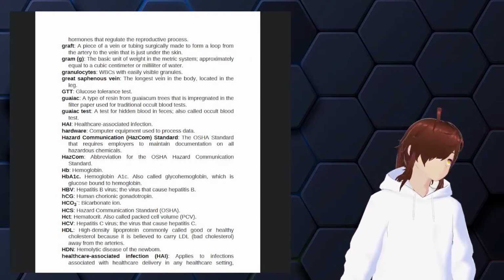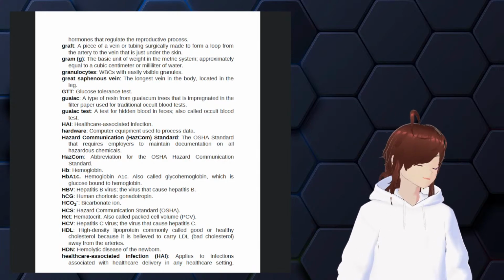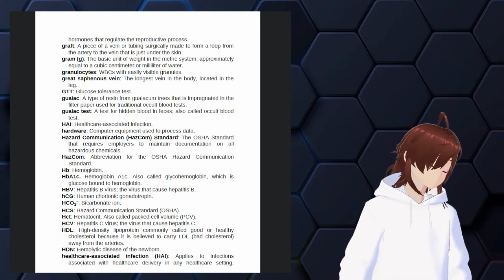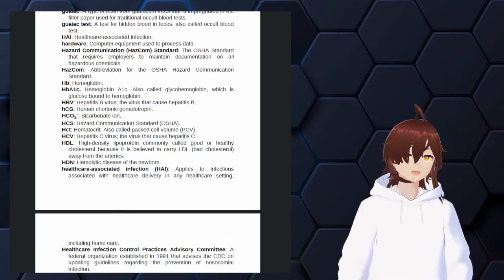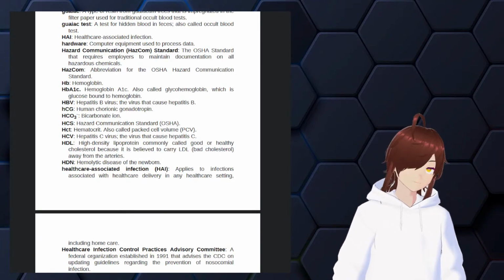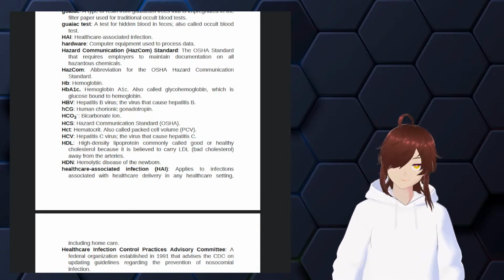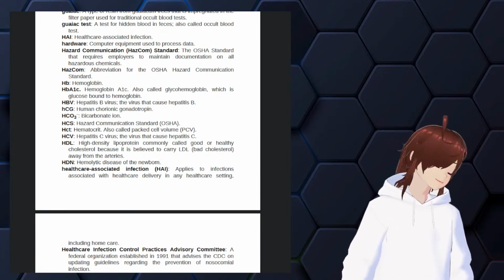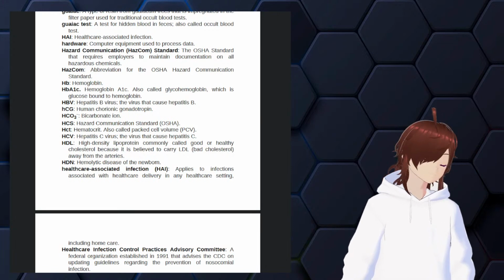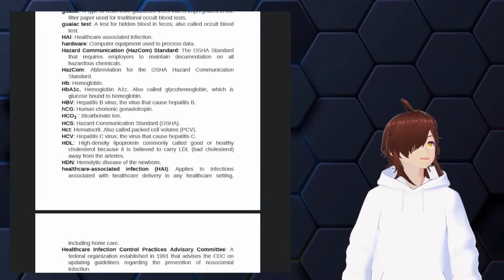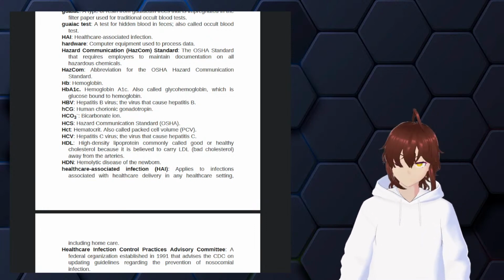Hb, hemoglobin. HbA1c, hemoglobin A1c, also called glycohemoglobin, which is glucose-bound to hemoglobin. HBV, hepatitis B virus, the virus that causes hepatitis B. HCG, human chorionic gonadotropin. HCO3-, bicarbonate ions. HCS, Hazard Communication Standard, OSHA. HCT, hematocrit, also called packed cell volume, PCV. HCV, hepatitis C virus, the virus that causes hepatitis C. HDL, high-density lipoprotein, commonly called good or healthy cholesterol because it is believed to carry LDL, bad cholesterol, away from the arteries. HDN, hemolytic disease of the newborn.